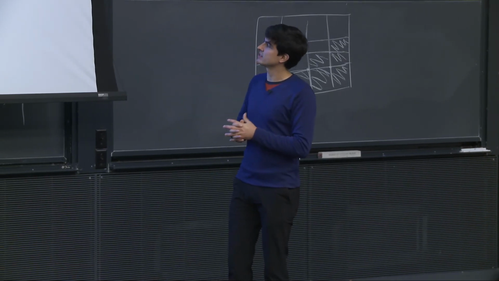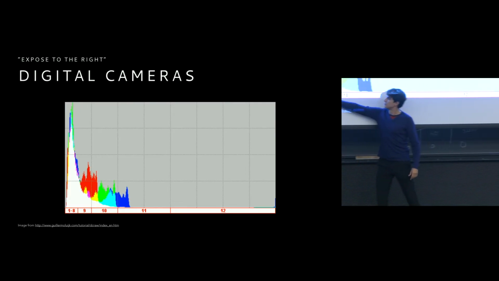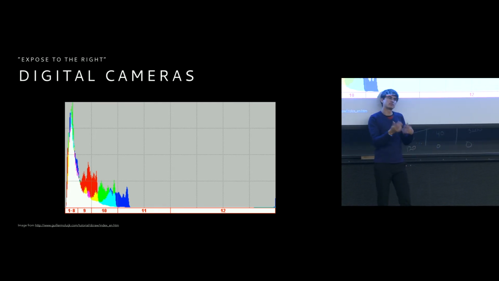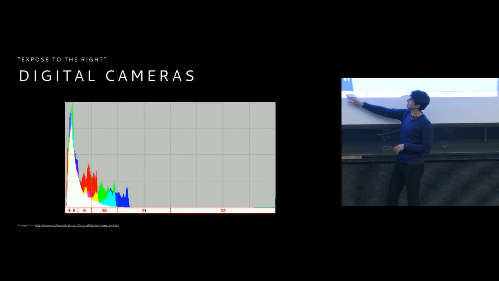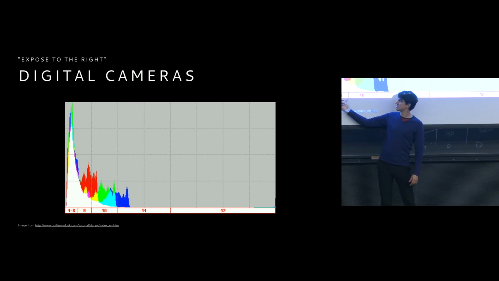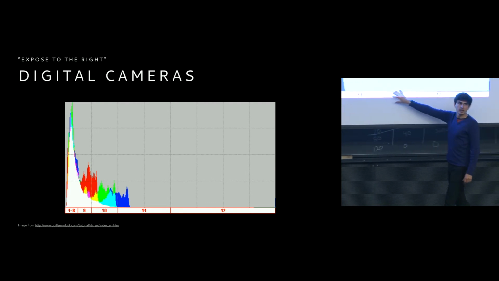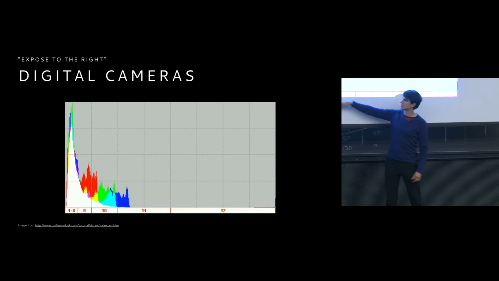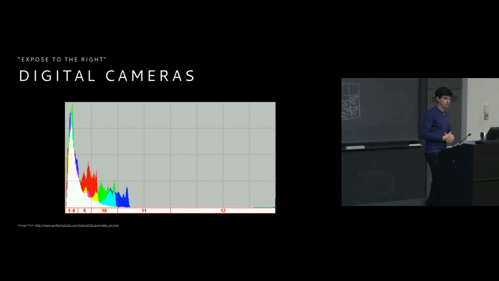One of the common sayings that you will see online is this idea of exposing to the right, because the bulk of your information will be in the lower stops, the middle stops that represent the middle gray of your sensor. But when we're recording this in the file, these middle stops are given really small numbers of values. So exposing to the right says to increase your exposure, to capture as much of those smooth gradients as possible in the upper stops, and then later go back and decrease the exposure to properly expose your photograph.